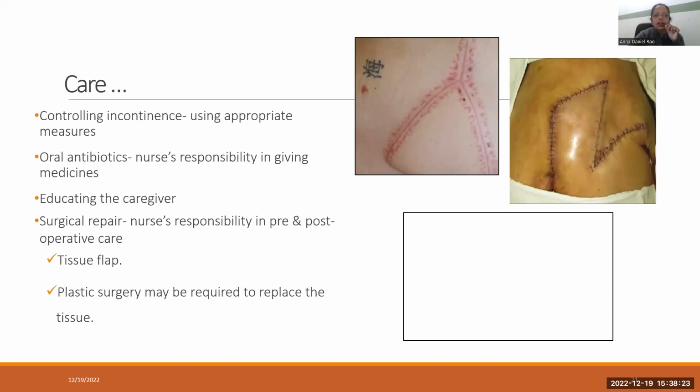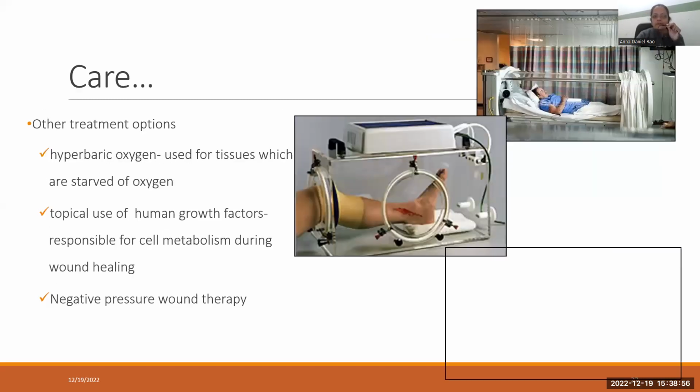Many patients, especially those having very bad bed sores, require surgical repair. So here our responsibility will be in pre-operative care and post-operative care, right? If the patient is getting surgery and having tissue flaps, then that kind of help should be given. Plastic surgery may be required to replace the tissue, with a graft or anything, and that should be done.